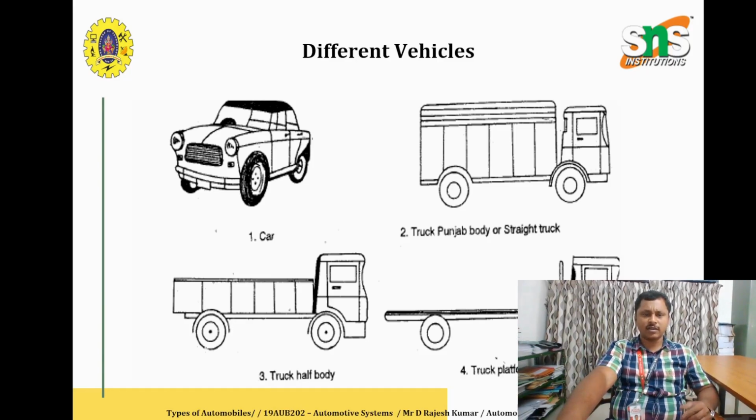These kind of trucks are used to transport poles for installing new connections. That kind of truck is called a truck half body. And the next is the platform type truck. This is a truck where you don't see any body, only above the chassis there will be a platform. For example, the towing vehicle comes under this category.